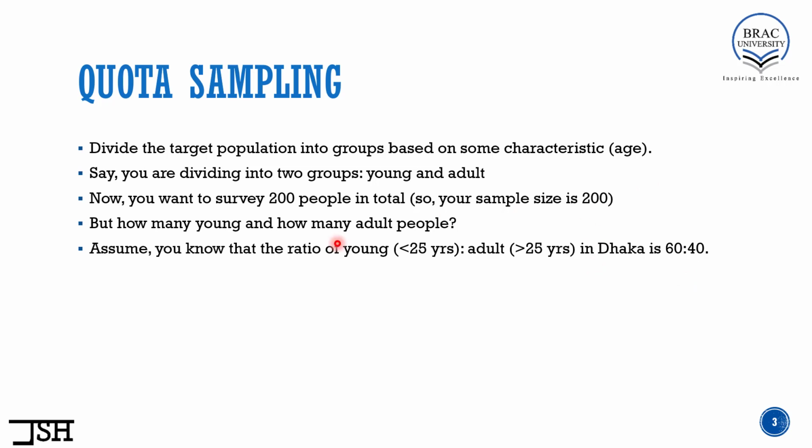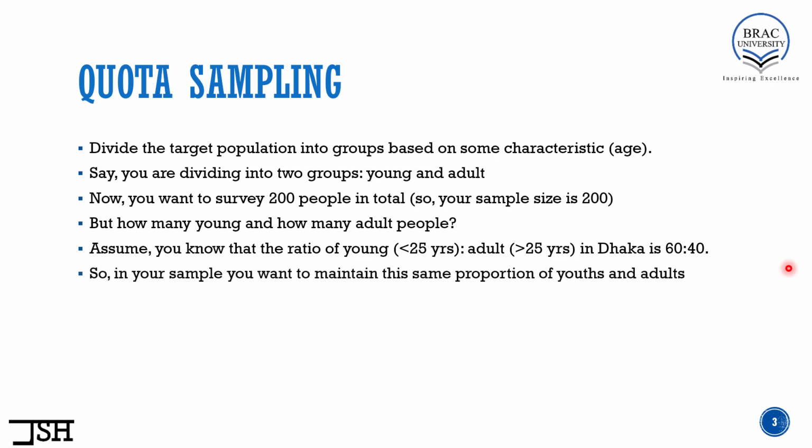So 60% youths and 40% adult. Where did I get this information from? Say from population census or Bangladesh Bureau of Statistics. It is available on the internet. So I have collected this ratio from the internet. Now, based on this ratio, here comes the next step.